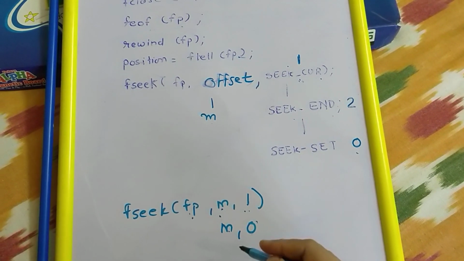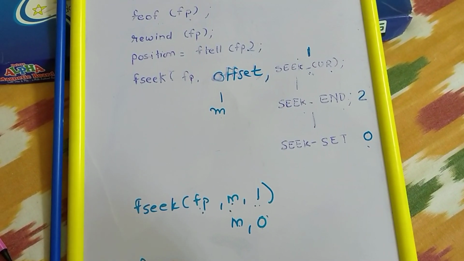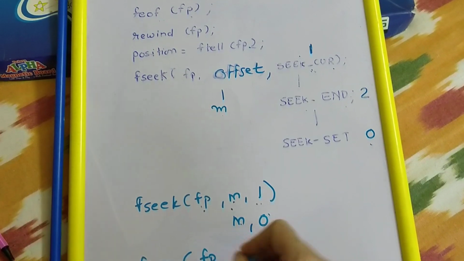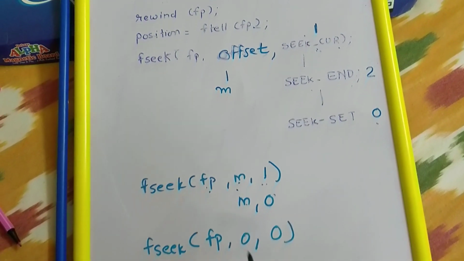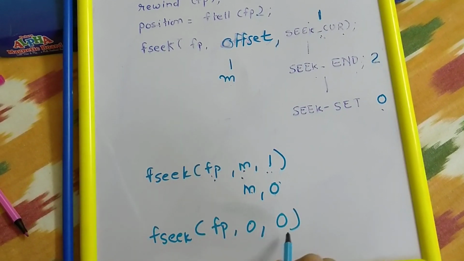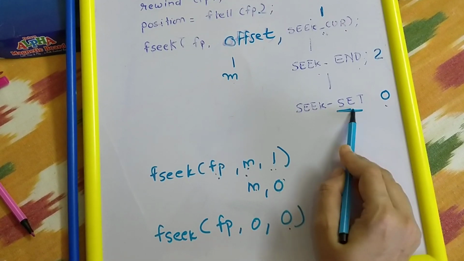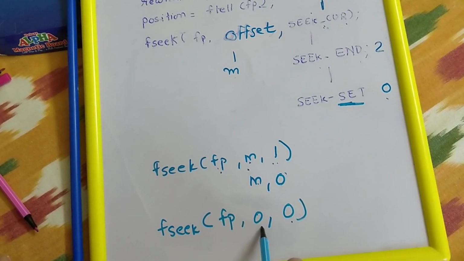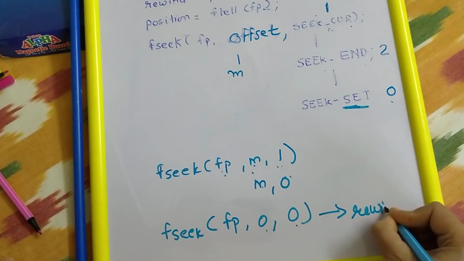That means you can use fseek to work exactly as rewind by giving these values: fseek(fp, 0, 0), right? That means your cursor, wherever it is, will go to the initial position in the file, and there is no offset to move. So this is acting as rewind.